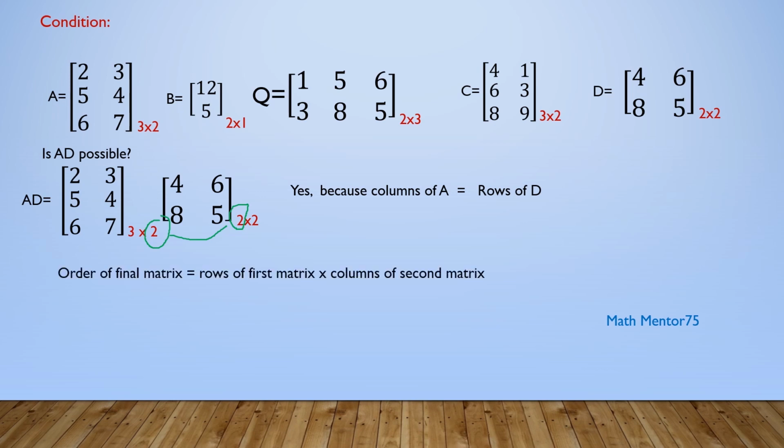So what would be the order of the final matrix? That is, what would be the order of the AD matrix? Do you remember or did you forget? It is rows of the first matrix into columns of the second matrix. Here rows of the first matrix are 3, columns of the second matrix are 2. So the order of AD would be 3 into 2.